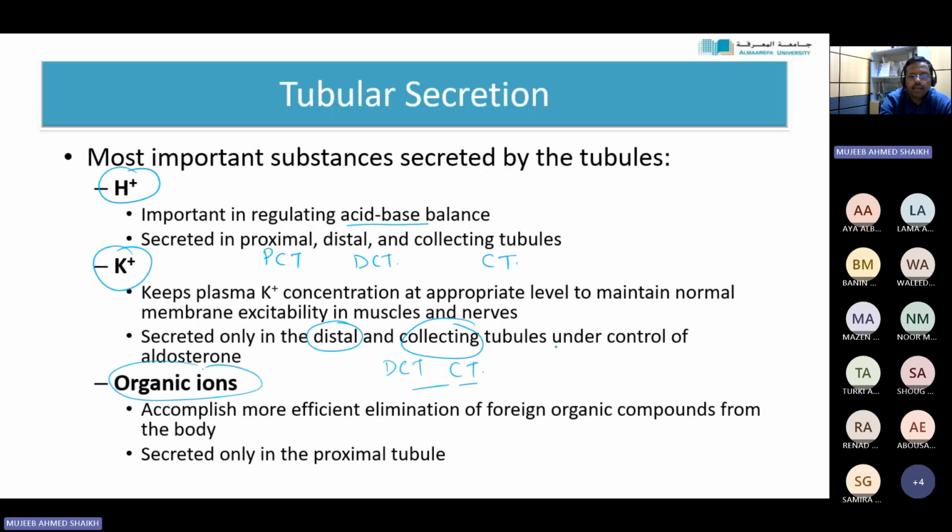And again, it is not secreted alone. It is with the action of a hormone called aldosterone. So aldosterone has a role in regulating the potassium ion concentration. Organic ions are also secreted in the renal tubule. Their secretion accomplishes more efficient elimination of these foreign organic ions from the body, and they are secreted only in the proximal convoluted tubule.